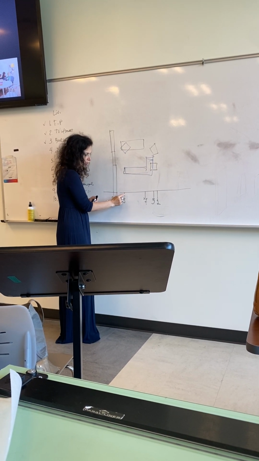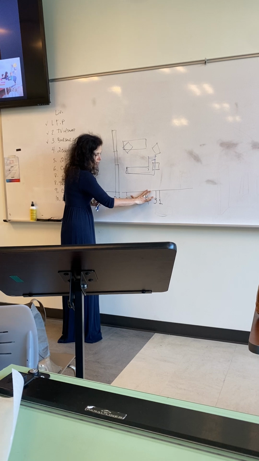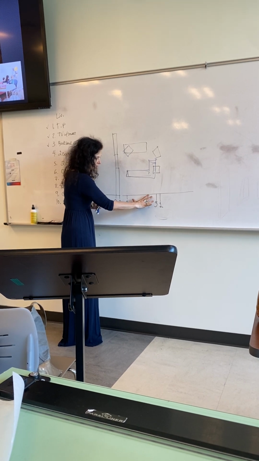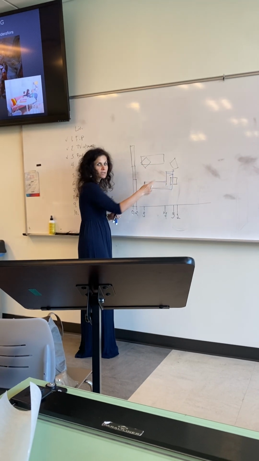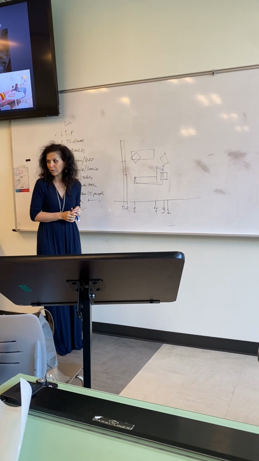So overall, do you see the numbers? 3 for egress, 7 for couch, 10 for sectional, and 1 for the distance if it's chairs. Everybody so far with me?